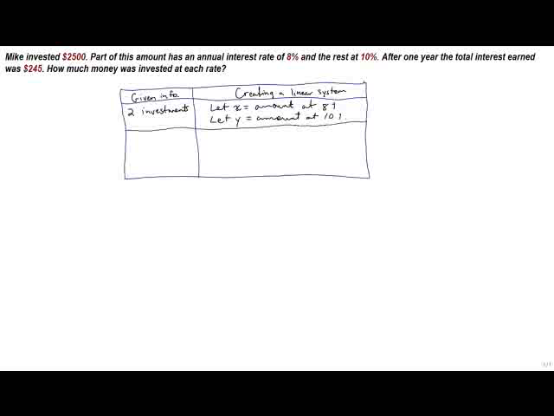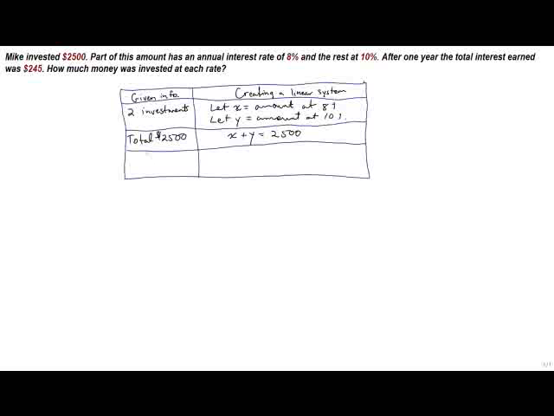The next bit of information that's given to us is the total amount invested. So we know that Mike has invested a total of $2,500. So now we can go ahead and set up an equation. We know that X is one amount and we know that Y is the other. So if we have X plus Y, that's going to equal the total amount he invested, which is $2,500. So part of his money plus the rest of his money will equal the total money.